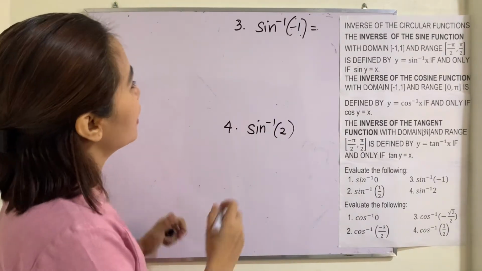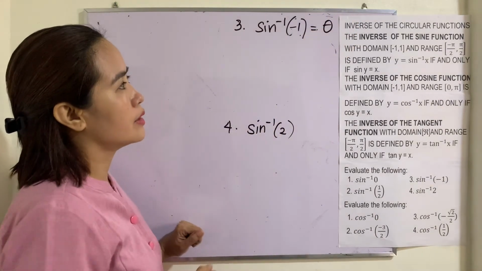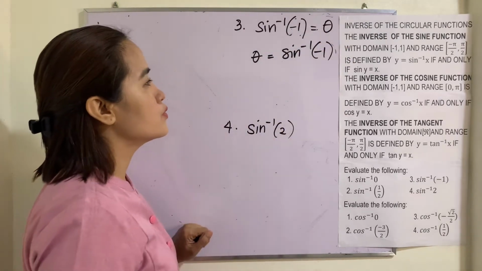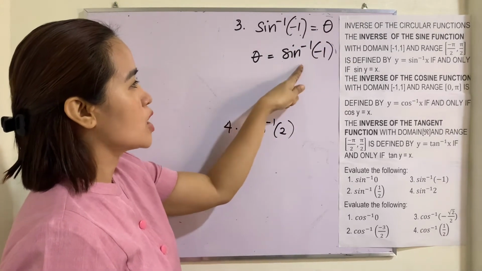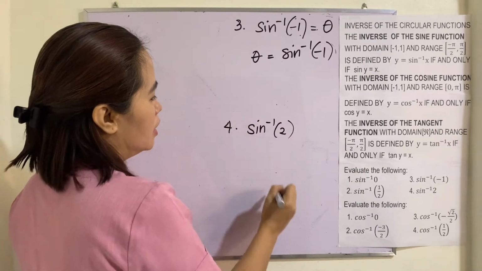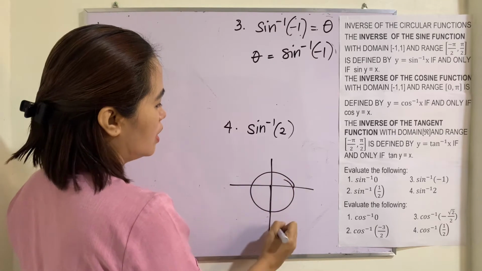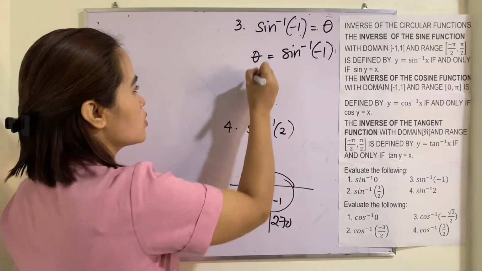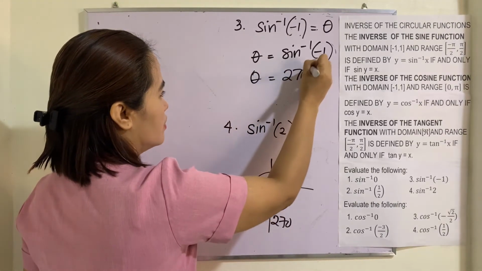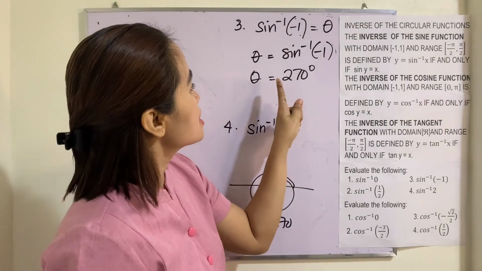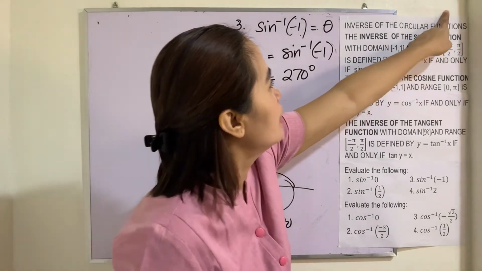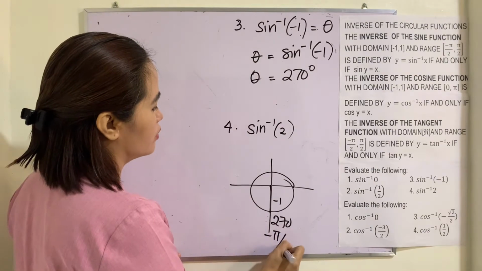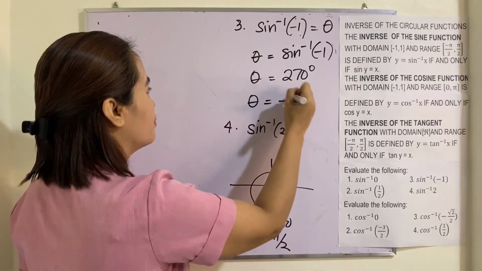Example 3, arc sine negative 1. We know that this one is equivalent to theta. Theta here is arc sine negative 1. We have to look for the value of the angle in which sine is equal to negative 1. If we try to draw it, this one is 270 and this is negative 1. Sine here is negative 1. So therefore, theta is equivalent to 270 degrees. Now, question: is it included in this range, negative pi over 2 to pi over 2? So this one is negative pi over 2. Therefore, theta here is negative pi over 2.